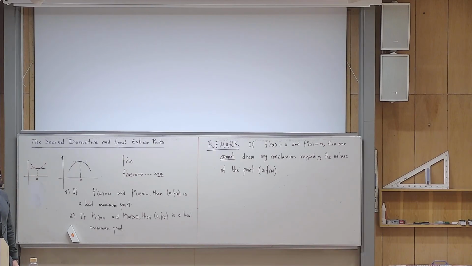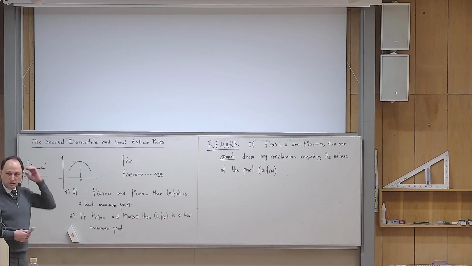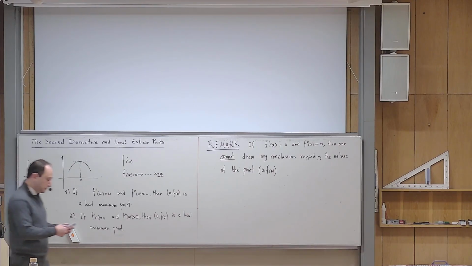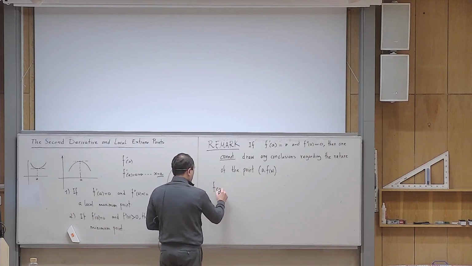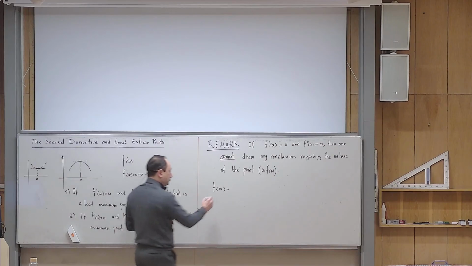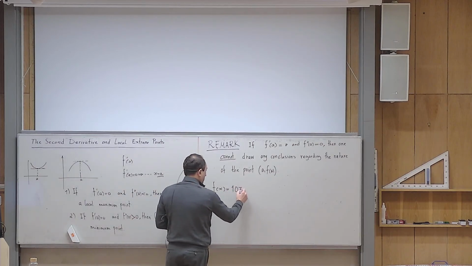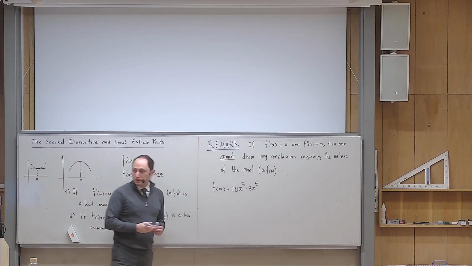Yes? Okay, so let me start giving you some examples, and intentionally I want to use the local extreme points. Maybe we can solve the problem in 2 different ways and you can understand what is going on. Okay, so let me just write that one. F of x is equal to 10x to the power of 3 minus 3x to the power of 5.